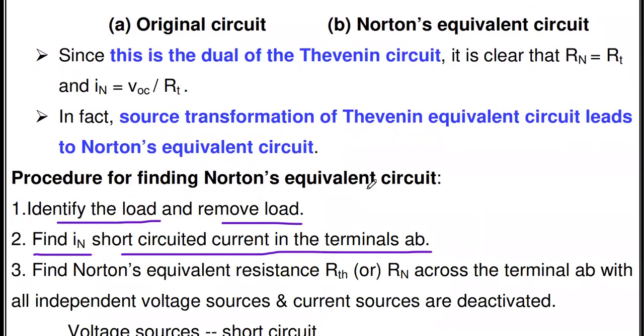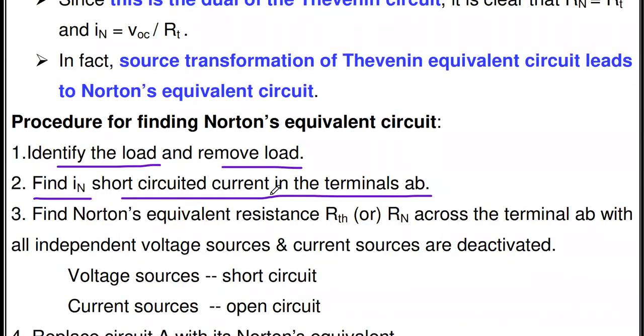Okay, so here IN is a short circuited current. In Thevenin's, VTH is the open circuited voltage across the terminal A and B. But here IN is the short circuited current in the terminal AB. Okay, and the third step is we have to find Norton's equivalent resistance, RTH or RN.